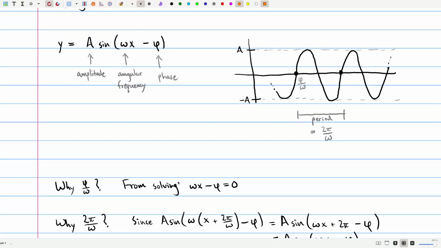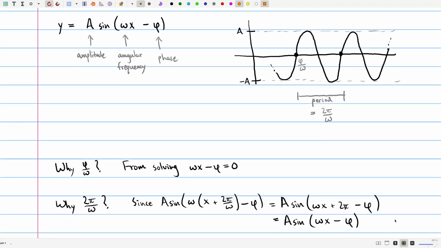Next question, why is the period 2 pi over omega? Well, the idea is that if we plug x plus 2 pi over omega into this function, so replacing x with x plus 2 pi over omega, that represents going forward by 2 pi over omega and seeing what happens. Well, if we distribute the omega, we get omega times x plus omega times 2 pi over omega. The omegas cancel out and we have 2 pi, and we have minus phi there.